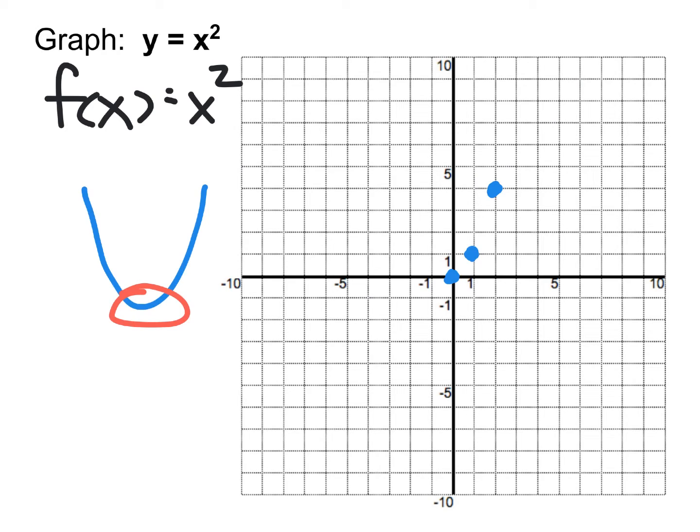We can use the same reasoning and get to our next point. If I go over 3, I'm going to be doing 3 squared. Remember, 3 squared means 3 times 3. So what does 3 squared equal? 9. So that means that from my first point, notice I'm always counting from that first point that I plotted, not the last point, I'm going to go over 3 and I'm going to go up 9. So go ahead and plot that one.